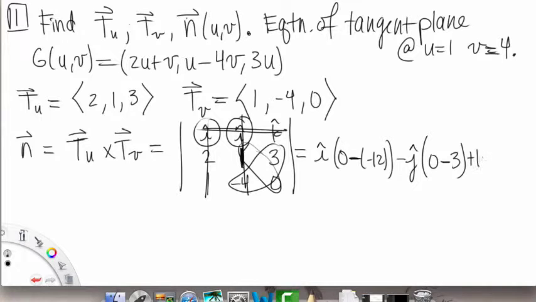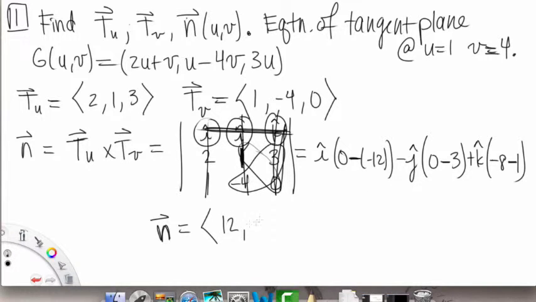And the last one, plus k hat. We ignore everything in that column and row, so we have a 2 and a negative 4. That'll be negative 8, minus the product of the other diagonal, which is 1. So the normal vector turns out to be positive 12, positive 3, and negative 9. Now we found the third part of our question.